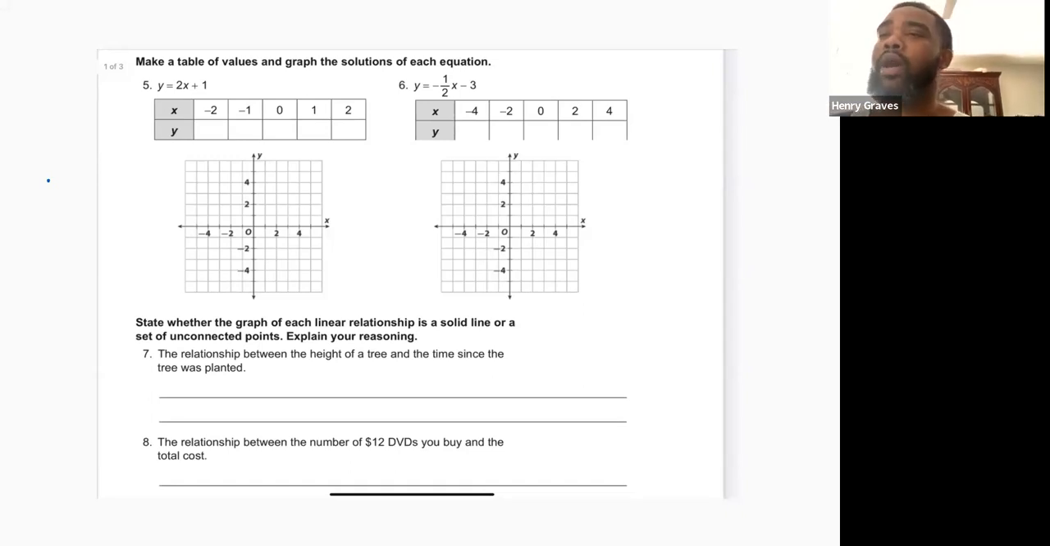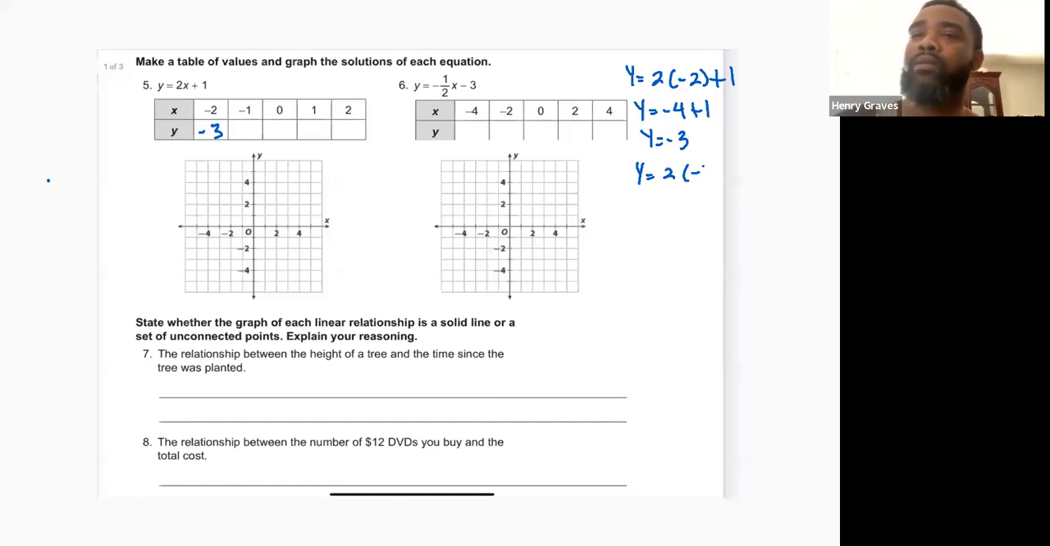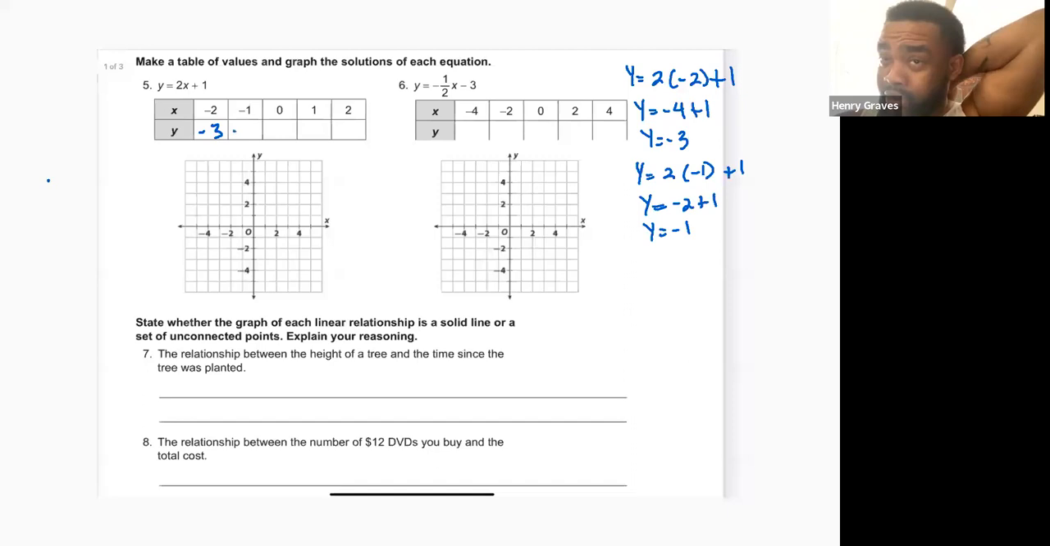So y here is going to be 2 times -2 plus 1. So y should equal -4 plus 1, which is -3. Right, -3. Then I'm going to do the other one. y equals 2 times -1 plus 1. So y would be -2 plus 1, which is -1. Then I'm going to do the 0 part. So y equals 2 times 0, then I'm replacing the x with 0.